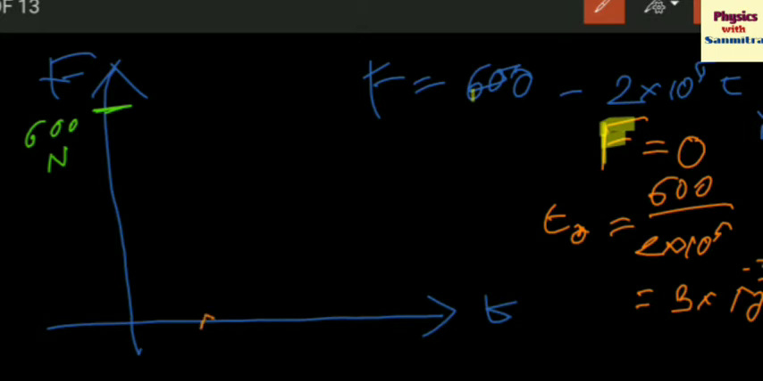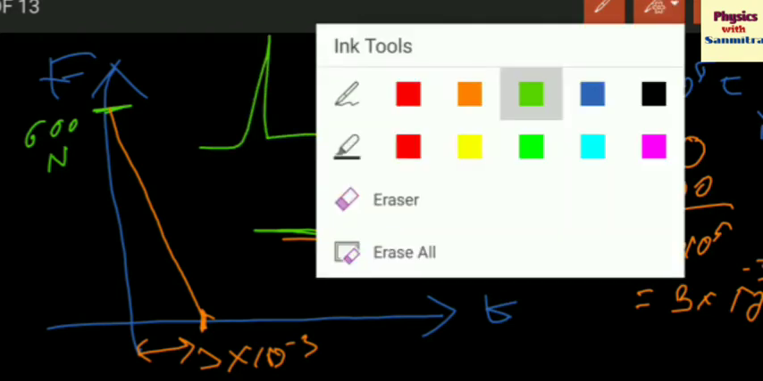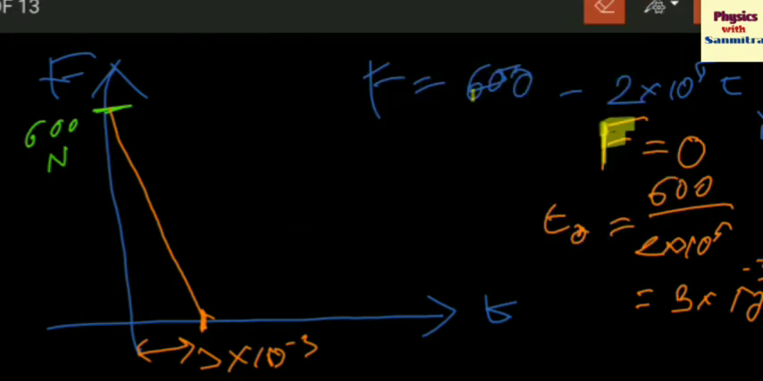That is very less, 3 into 10 to the power minus 3 seconds. That is almost equal to 0, I can say. It falls back like this. I am just showing 3 into 10 to the power minus 3 in such a time. But in the actual graph, it will be something like this. This is the impulse. Impulse is something like a spike.